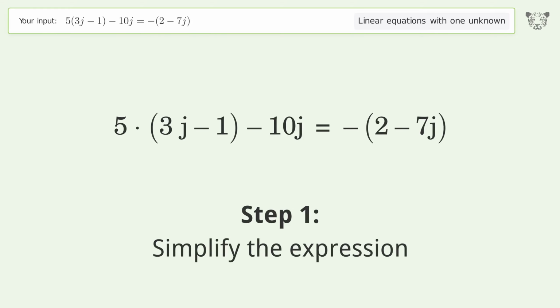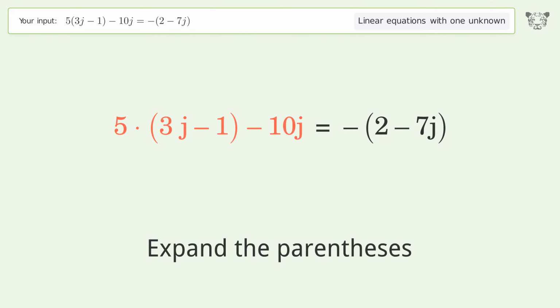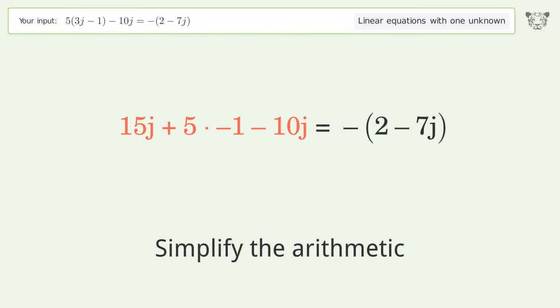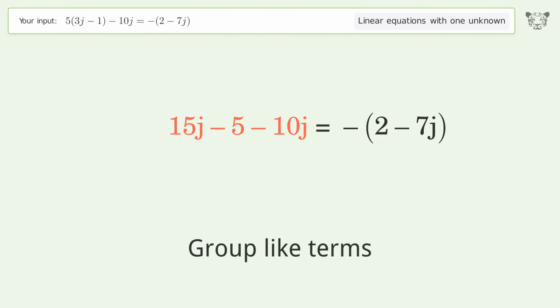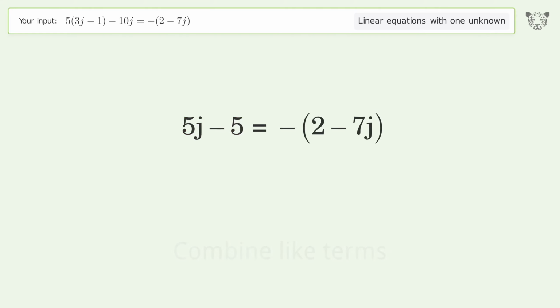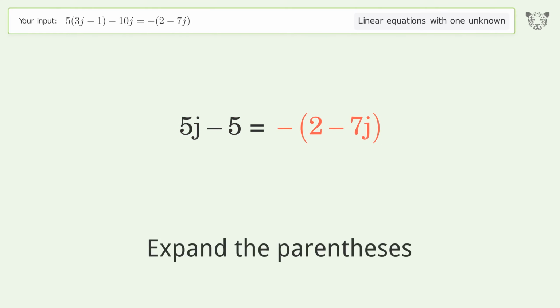Simplify the expression. Expand the parentheses. Multiply the coefficients. Simplify the arithmetic. Group like terms. Combine like terms. Expand the parentheses.